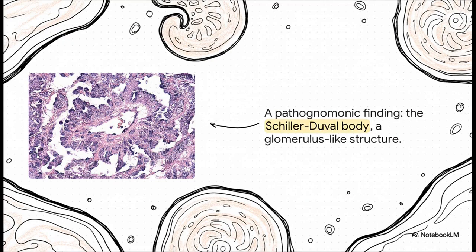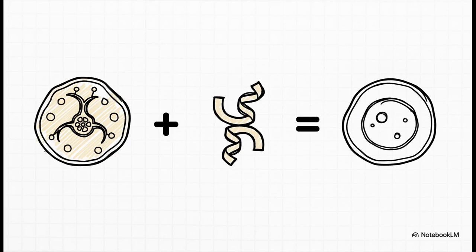Okay, everyone, eyes on the screen, please. This is a 5-star must-know image for your practical exams. If the examiner puts this slide under the microscope and you see this very specific structure that looks just like a tiny kidney glomerulus, what are you thinking of? You are looking at a Schiller-Duval body. And this is pathognomonic. That's a fancy word meaning if you see this, it's a direct ticket to the diagnosis of a yolk sac tumor.